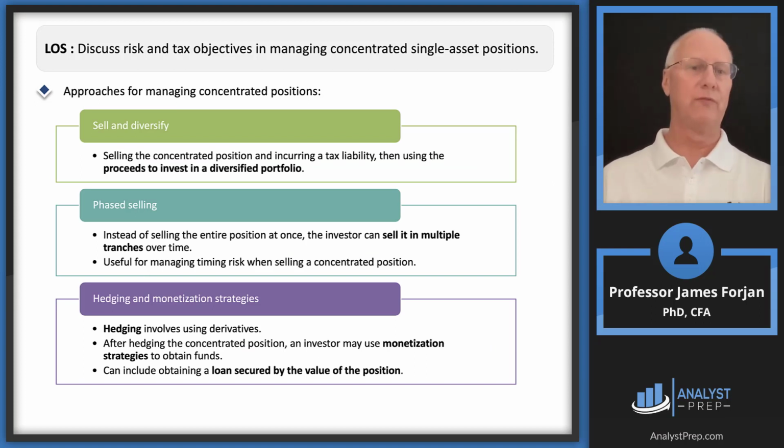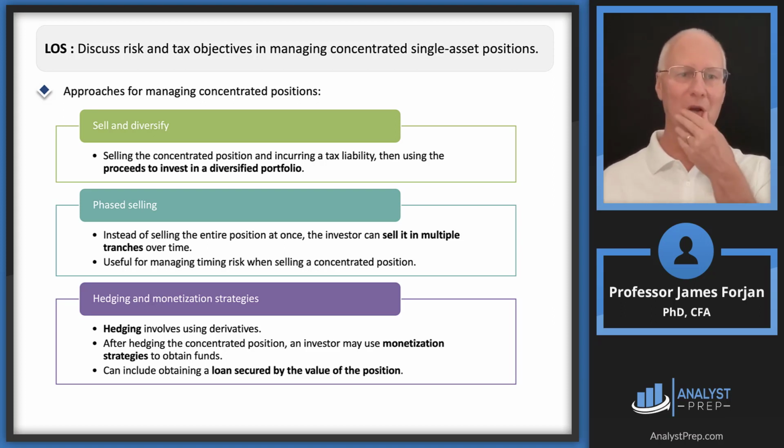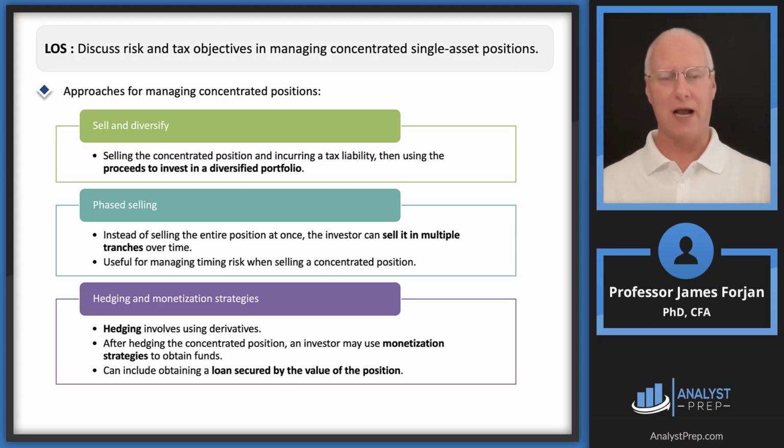All right, so once we consider those factors, then, how do we approach this? Well, the easiest way is just to sell this concentrated position and then buy some other stuff, right? Invest in a diversified portfolio. What you can do is you can sell and diversify, but you can do it over time. So we call that phased selling, multiple tranches over time. Hedging and monetization strategies. This is really cool. This is what I was hinting at just a minute ago about using equity swaps, but you can use almost any derivative here to monetize this position, to hedge this concentrated position.